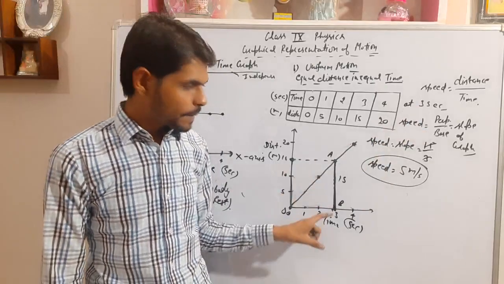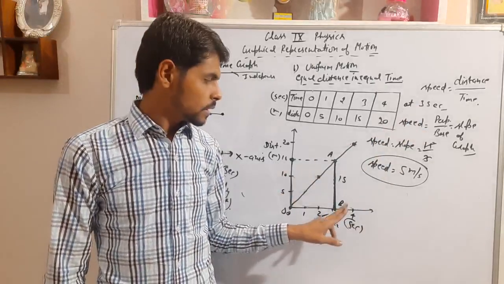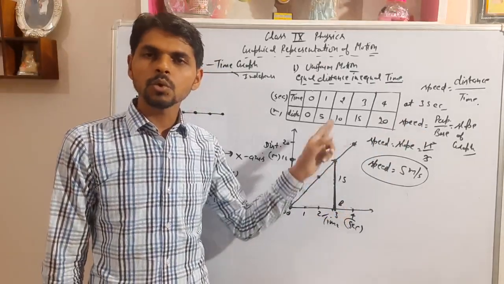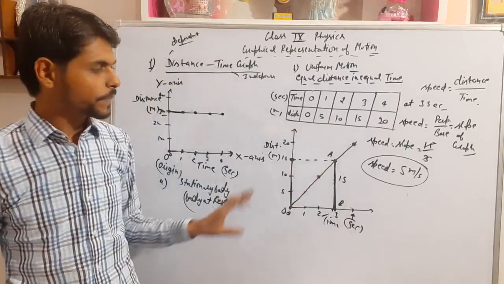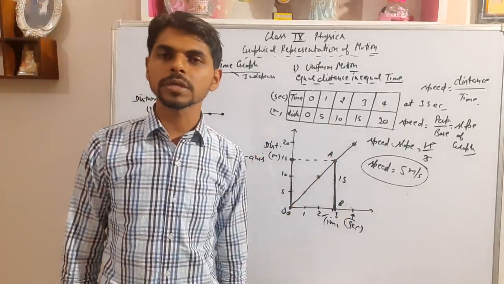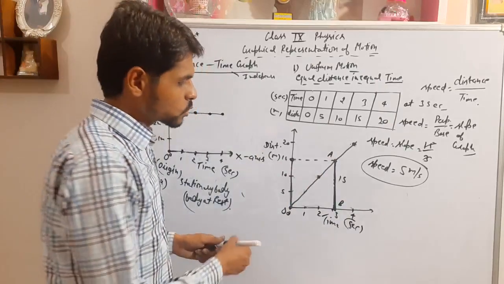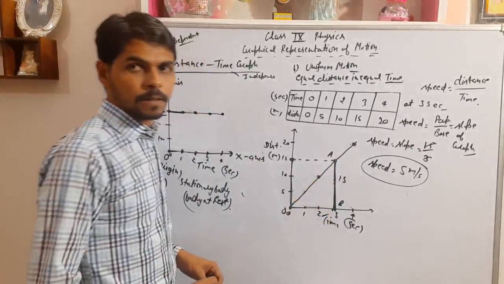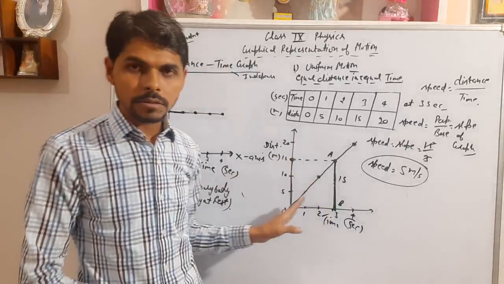We have to draw a perpendicular at the time you are asked. If 4 seconds is asked, then you have to draw a perpendicular at 4 seconds. If you were asked to calculate the speed at 2 seconds, you will draw a perpendicular at 2 seconds. Okay, like this. So we got a triangle like this.